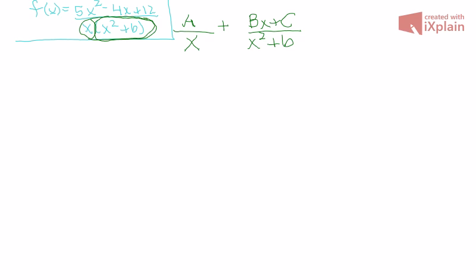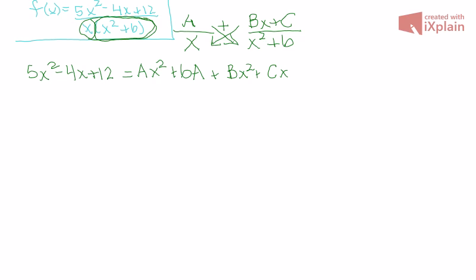All right, so to solve this, we can start by cross-multiplying both directions, and that gives us Ax squared plus 6A plus Bx squared plus Cx, and that's all going to be equal to the top, which is 5x squared minus 4x plus 12.